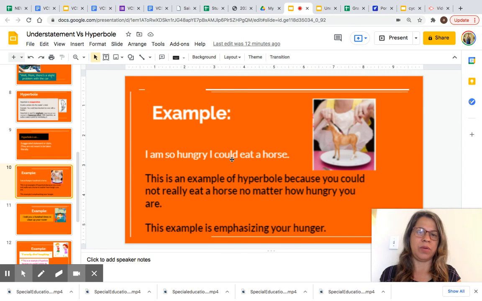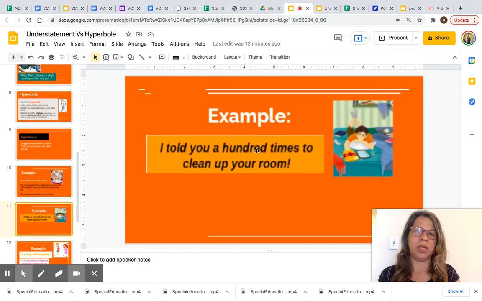I am so hungry I could eat a horse. This is an example of hyperbole because you could not really eat a horse no matter how hungry you were. This example emphasizes your hunger. Another example, I told you 100 times to clean up your room. This is an exaggeration. Probably his mom told him a few times or several times to clean up his room. But here, she is exaggerating it by saying, I told you 100 times to clean up your room.